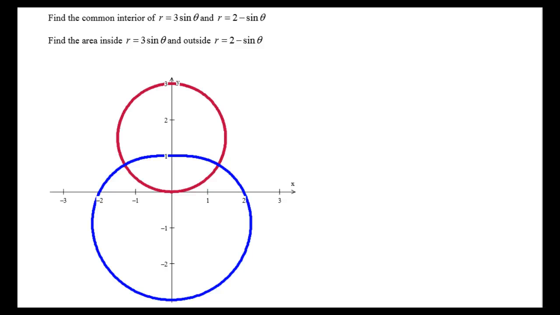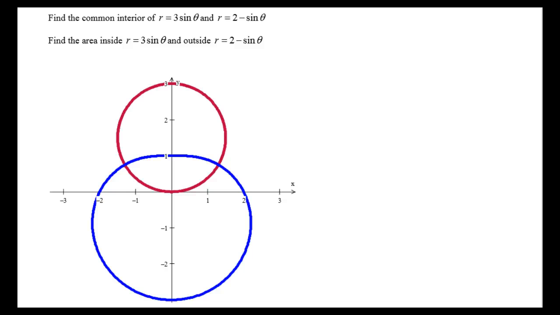So I'm going to find the common interior of r equals 3 sine theta and r equals 2 sine theta. So now I have this set of polar equations. And first I want to find the common interior. So imagine this is a Venn diagram. I'm trying to figure out the area of the region of intersection. What do they have in common? And then I want to find the area inside of one of the graphs, one of the polar equations, but outside the other polar equation.